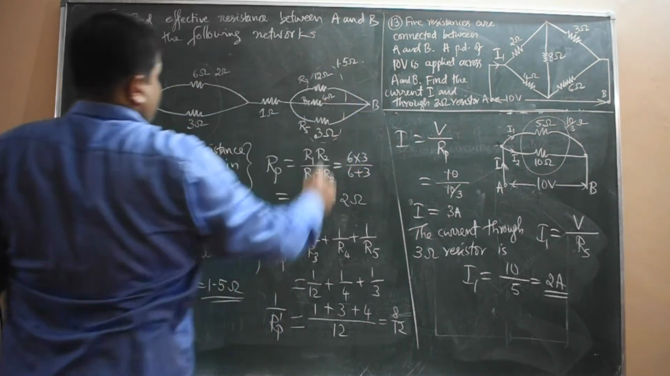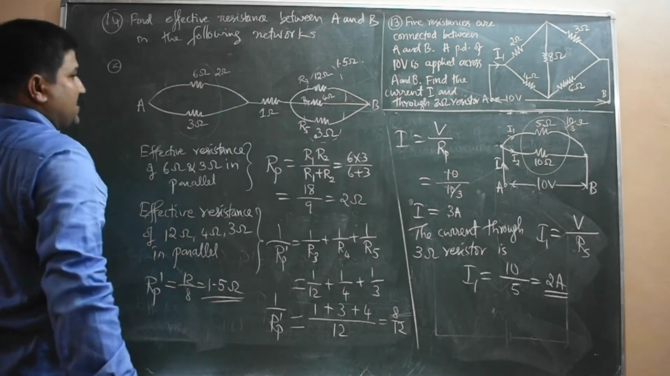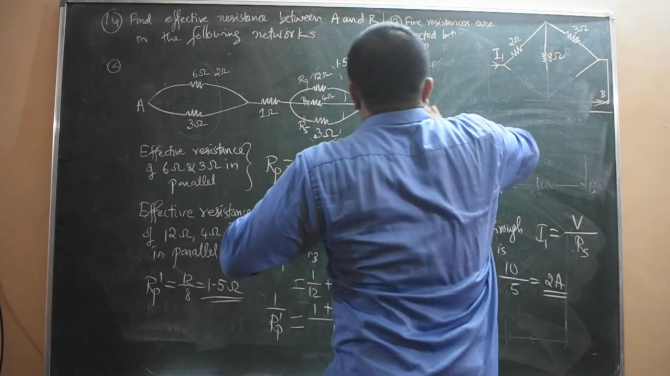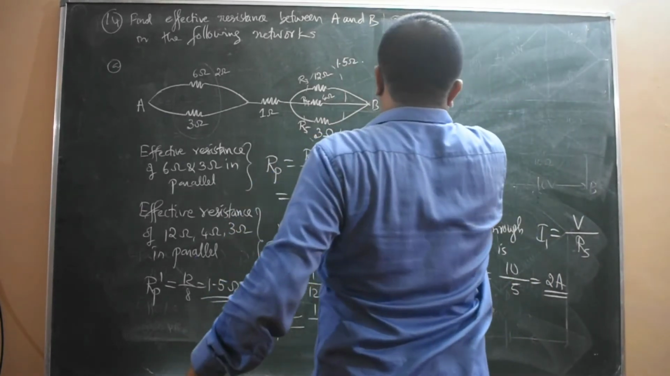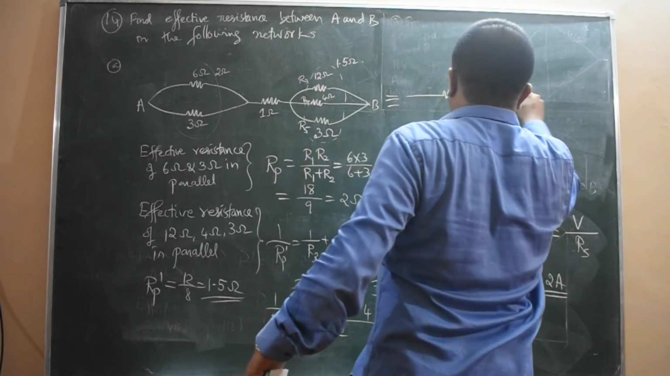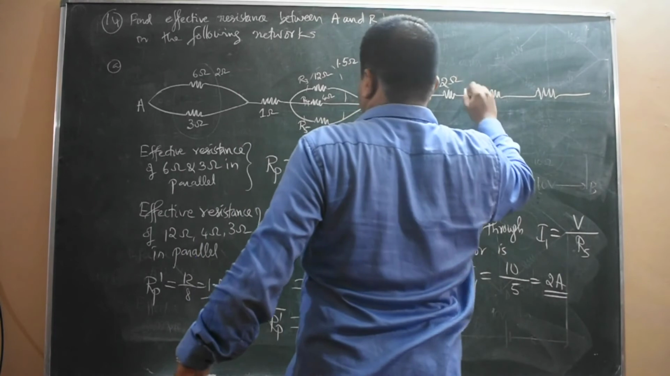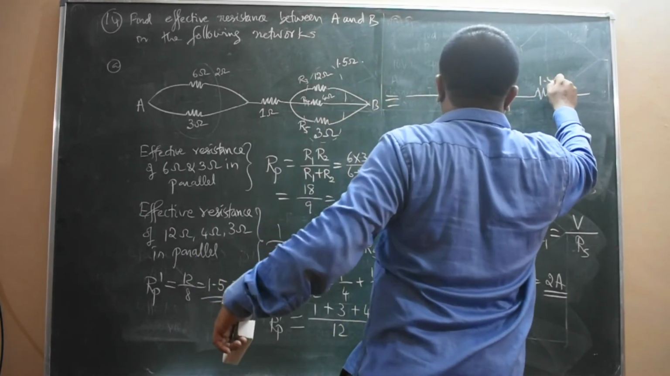Now the circuit, we can take three resistors in series, correct? So the three resistors in series, I'll draw the circuit once again. This is equivalent to one resistor, another resistor, another resistor. Okay, so this is a 2 ohm, this is a 1 ohm, and this is a 1.5 ohm.